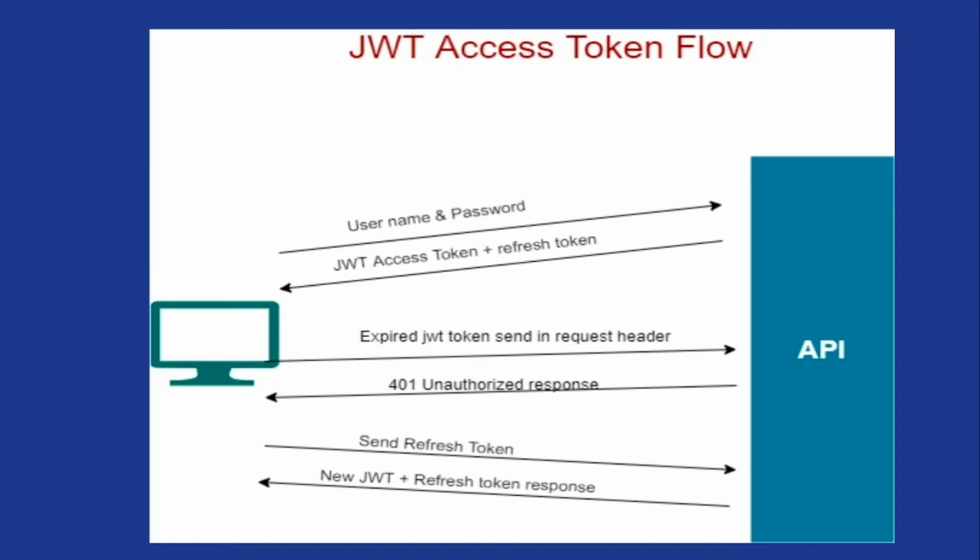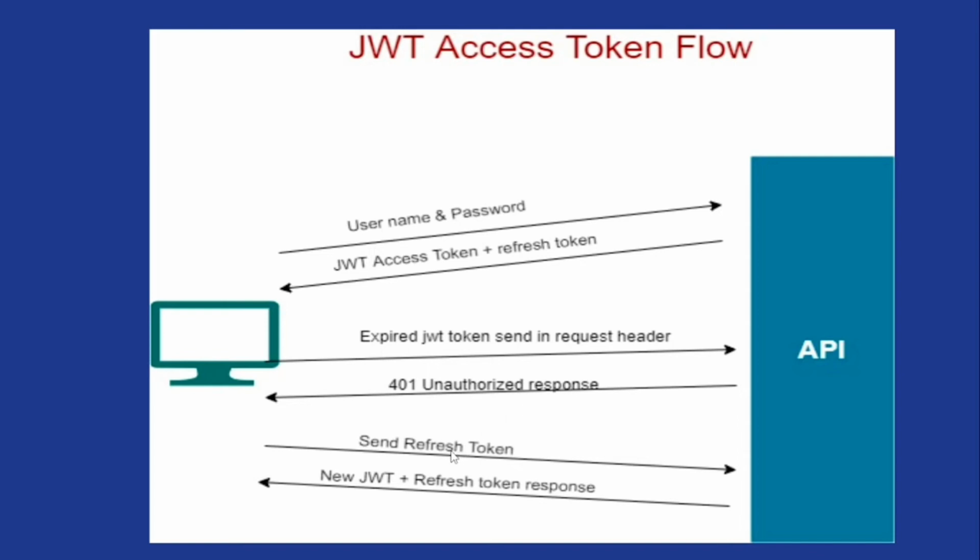The JWT access token is short-lived, recommended is 20 minutes, whereas the refresh token is long-lived and its recommended time is 7 days. The JWT token will be added as a request header for every request, so the request will be an authenticated request. Suppose after 20 minutes the JWT access token expires, then the API sends an unauthorized response, 401 unauthorized.